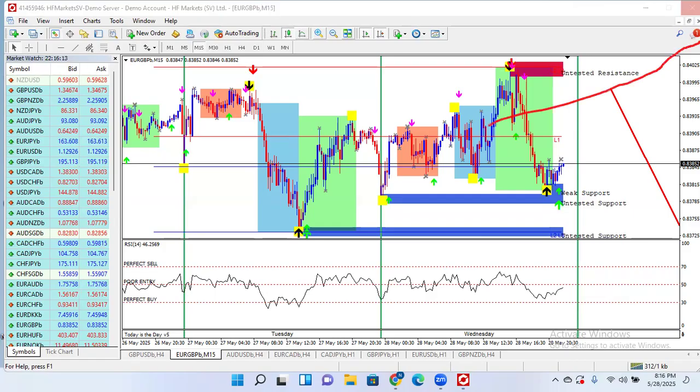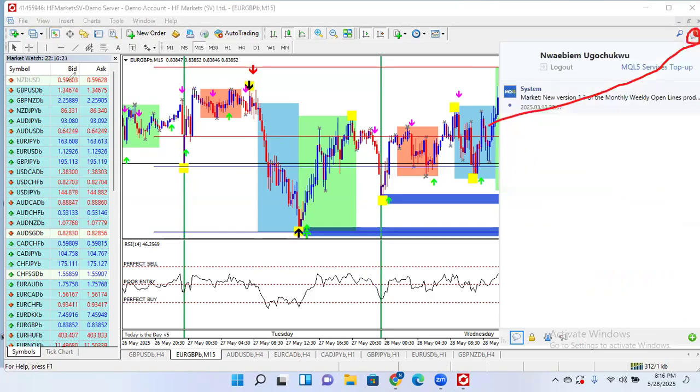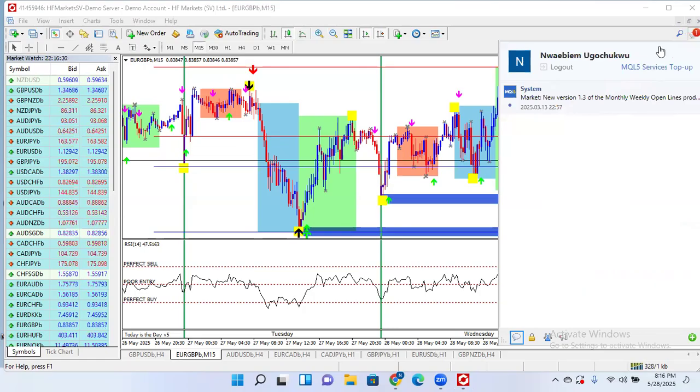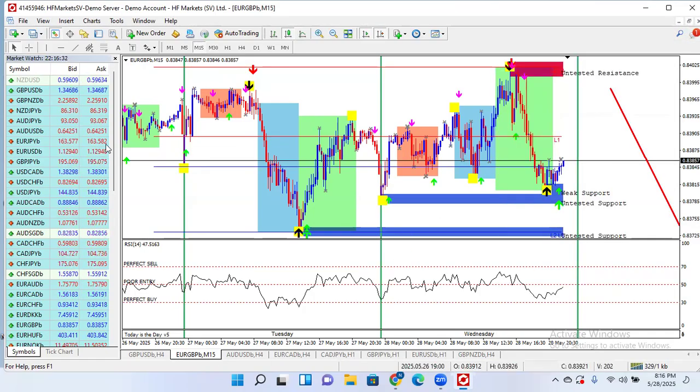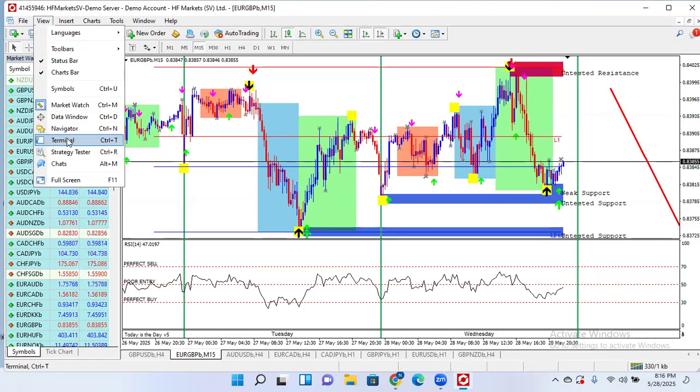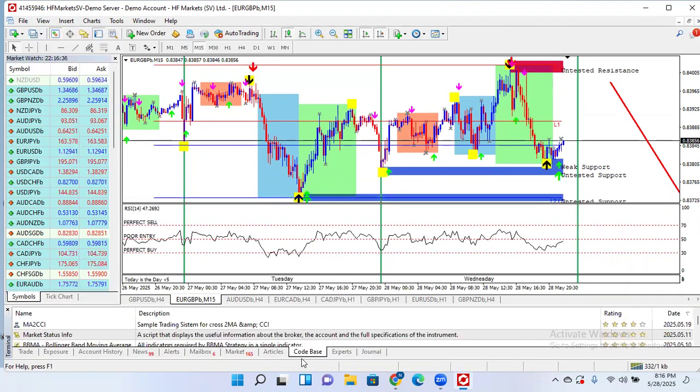You click here and it will open for you. Let's see if mine will open. It has opened. So you log in those details here. Once you log in, it will be like this. So you just simply go to View, Terminal, then go to Market. See Market below. Once you go to the market, you select the indicator section.